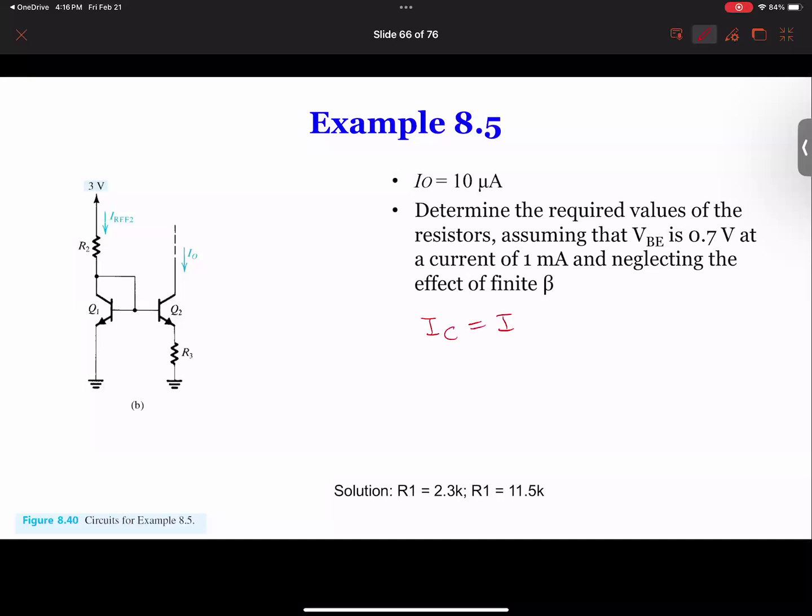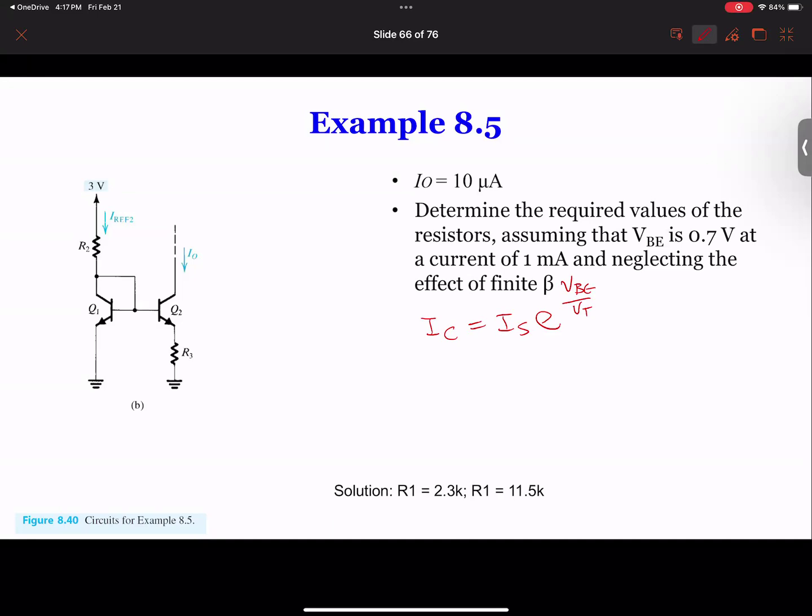You remember IC is equal to IS times e to the VBE divided by VT? So that's why I give you VT, the precise VT is 25 millivolts, which means if VBE is smaller, your IC is going to be smaller.